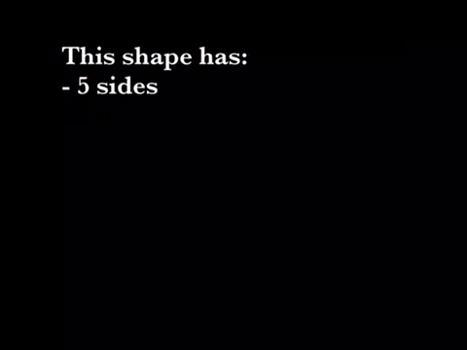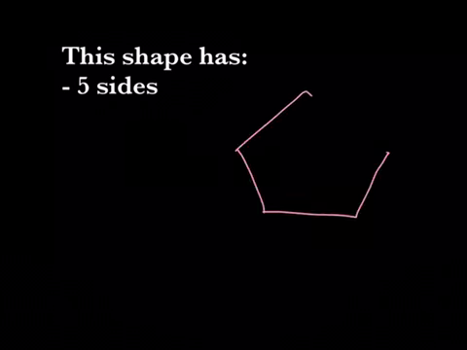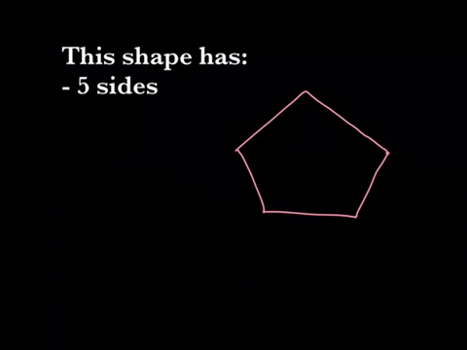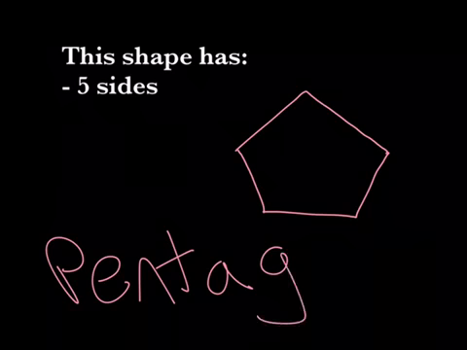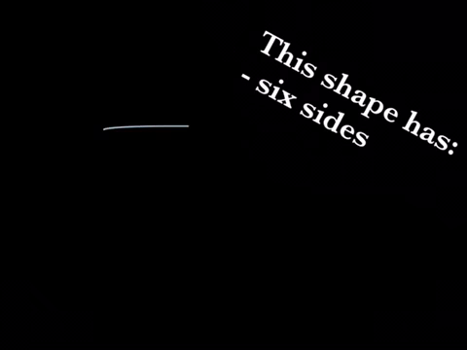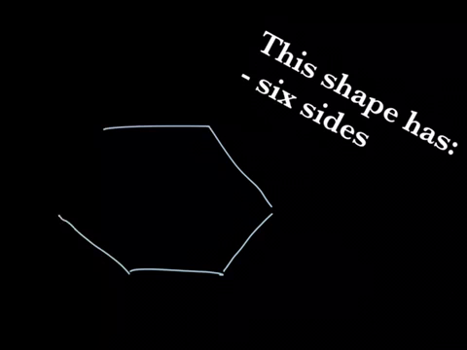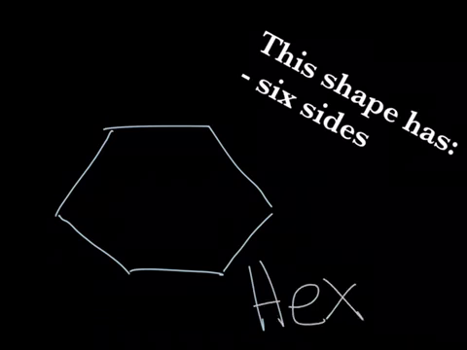The next shape we're going to learn has 5 sides, and it looks like this. And this shape is called a pentagon. The next shape we're going to learn has 6 sides and looks like this. And this shape is called a hexagon.